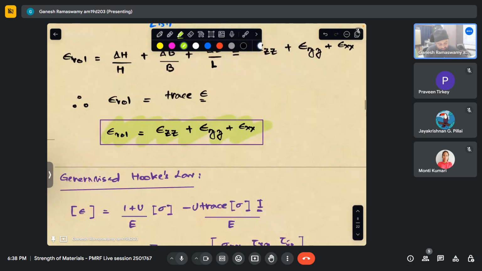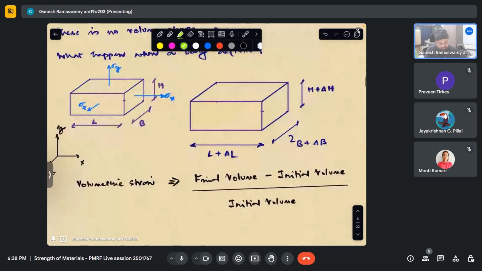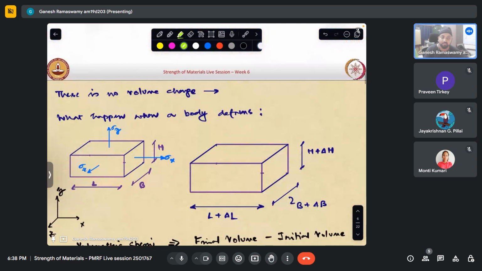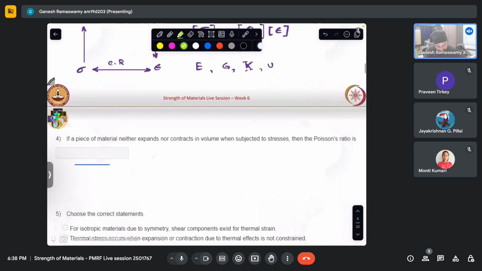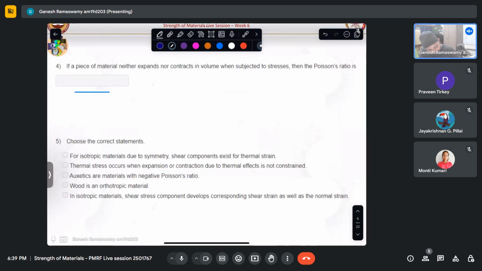Now if we see a rubber like material, even if we stretch it, its volume would still remain intact. Its volumetric change will be very less because its Poisson's ratio is quite high. I hope this is clear. So this Poisson's ratio approaches 0.5.